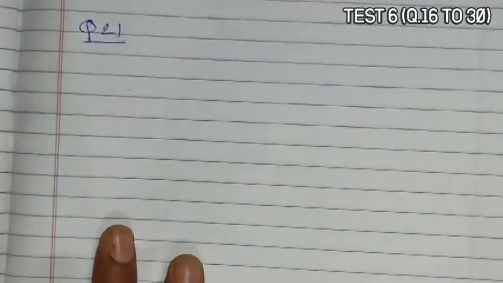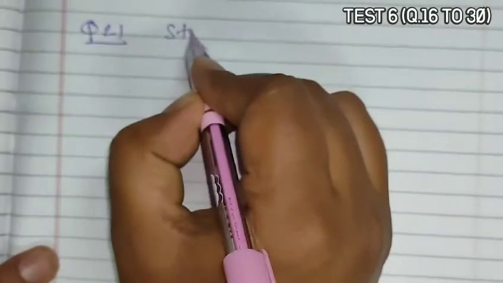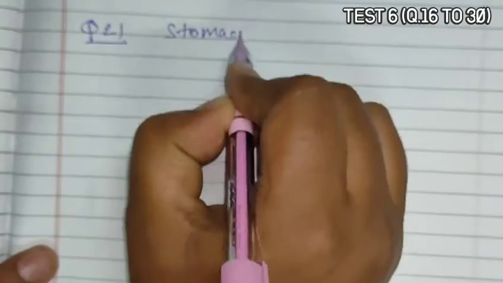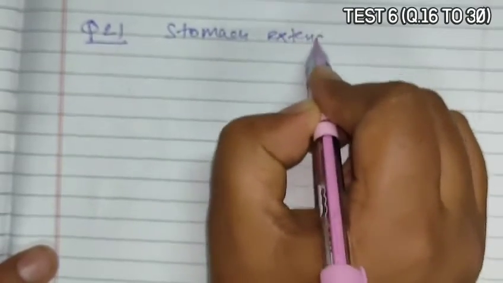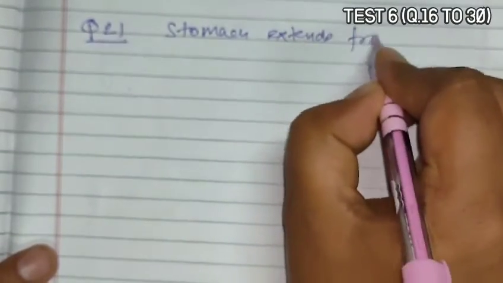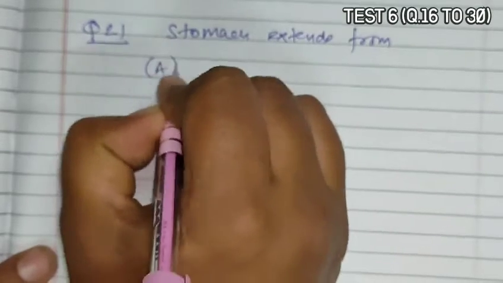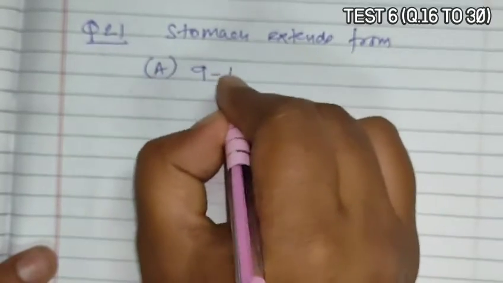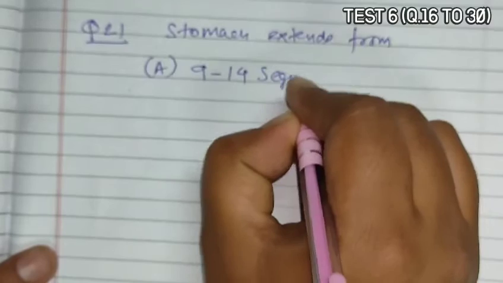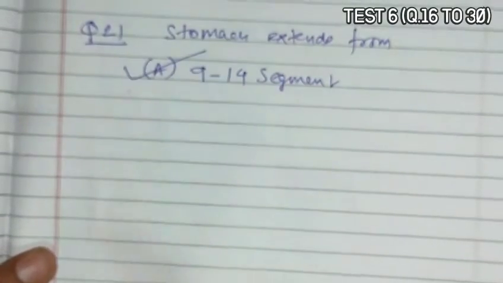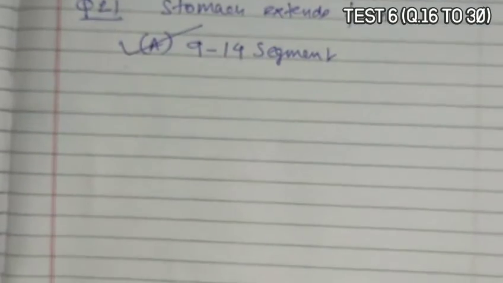Next is question 21. Question 21 asks in earthworm, stomach extends from where. So it is a fact-based question. You should remember the answer: the 9th to 14th segment. In between this is the location of the stomach in earthworm.